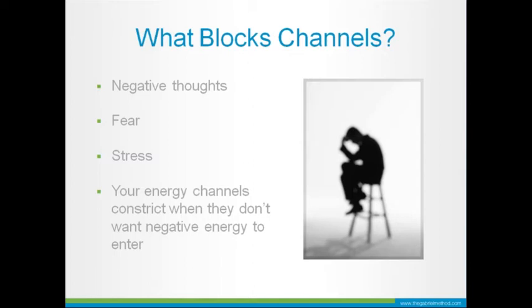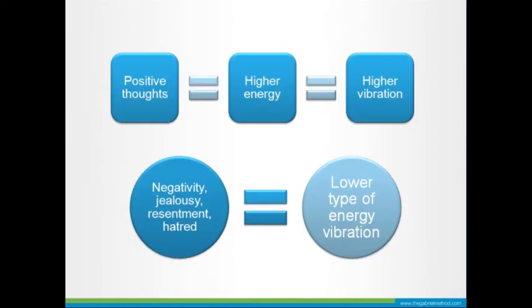The other way that fear and negative thinking and negative thoughts and negative emotions can block your energy channels is, according to Eastern medicine, if you look at our thoughts, a higher thought, a more positive thought like love and happiness and acceptance and altruism, those are higher energy thoughts, and they've got a higher vibration. And then lower thoughts like negativity, jealousy, resentment, hatred, those have a lower energy type of vibration. And it's the same with our emotions.